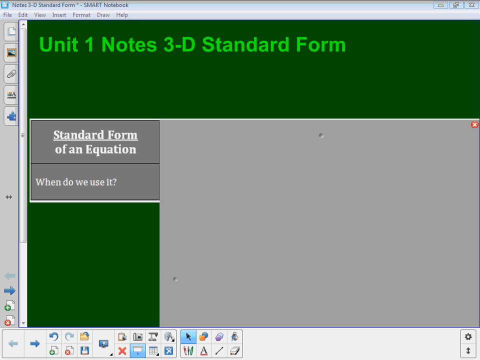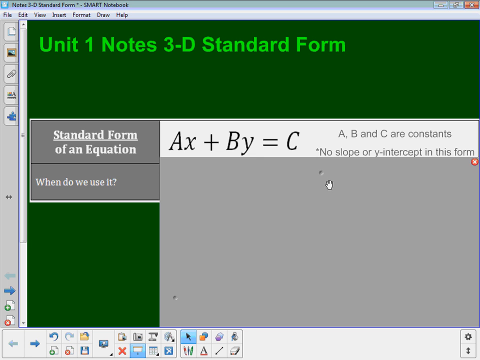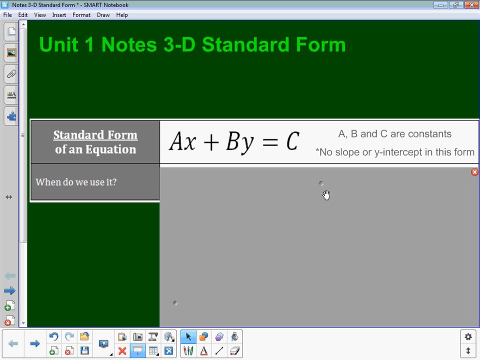Alright, ladies and gentlemen, welcome to Unit 1, Notes 3D. And we're talking today about standard form of an equation. So first thing I'm going to do is get that standard form written down. Okay, so ax plus by is equal to c.